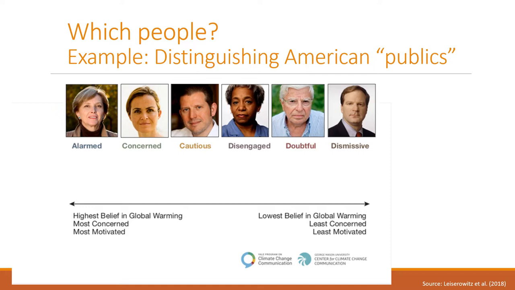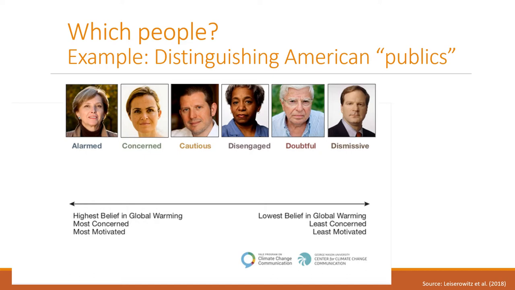And you can see on the spectrum at the bottom here that the alarmed on that side of the spectrum are the people who absolutely believe climate change, global warming is happening, they're deeply concerned, and they're most motivated to take action, appropriate action. And then on the other end of the spectrum are those who not only don't believe in global warming, they're actively working against anybody doing anything. They certainly are not concerned that this is anything to worry about.